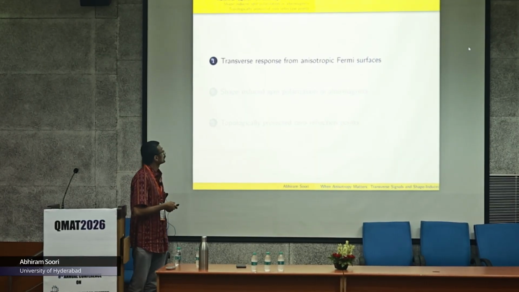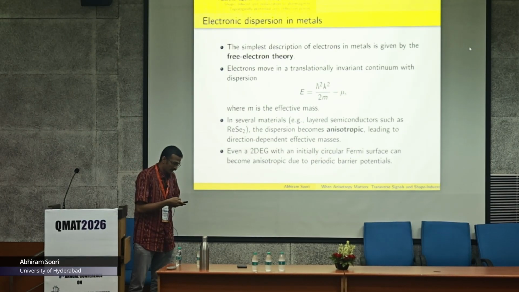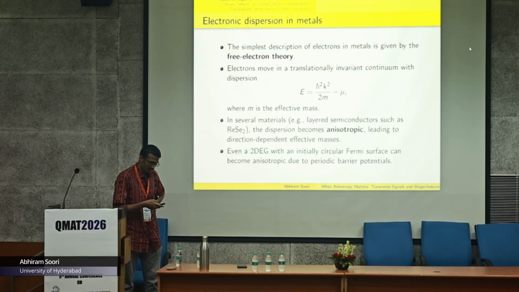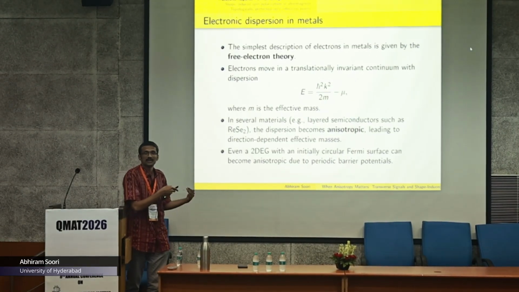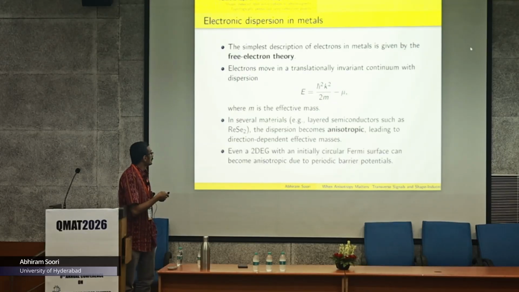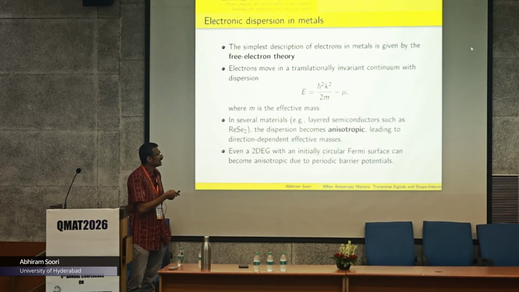The first part, transverse response from anisotropic Fermi surfaces. So the simplest description of electrons in metal is basically p square by 2m Hamiltonian. So the dispersion basically looks like this, ħ²k² divided by 2m minus mu. Now m here is the effective mass and it changes from metal to metal. But there are some materials, for example ReSe2, where the effective mass m is direction dependent.